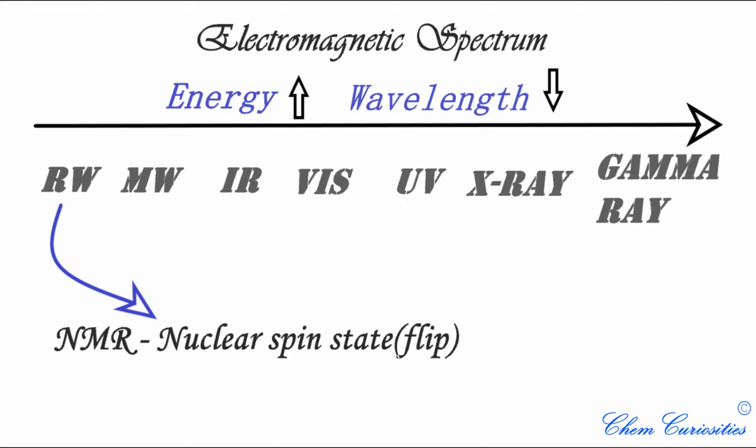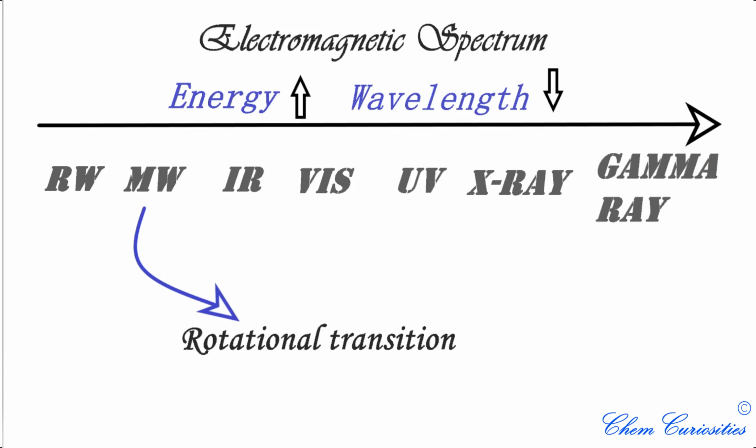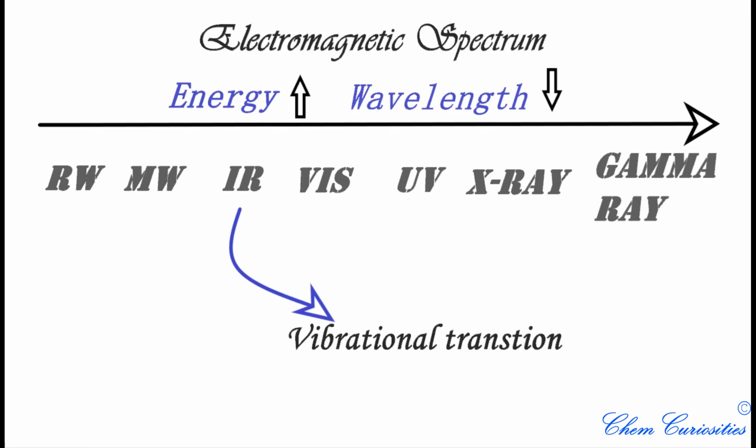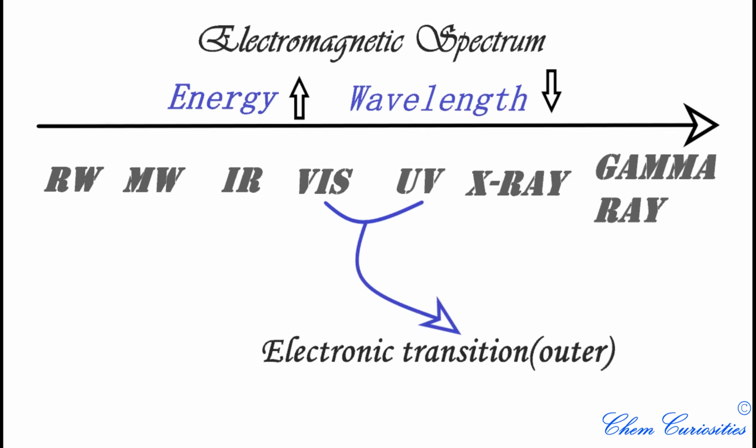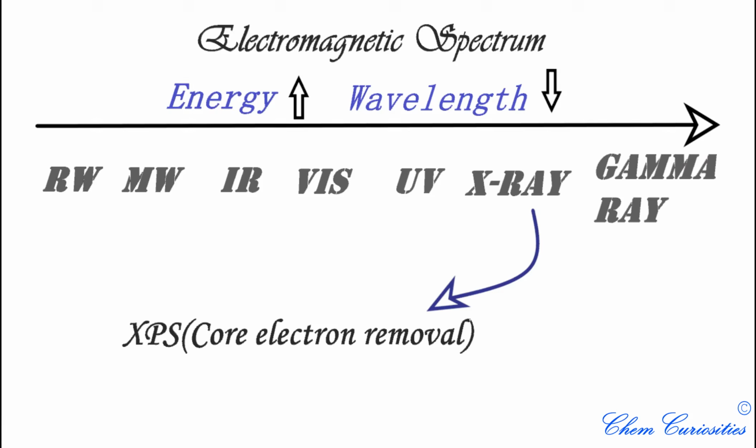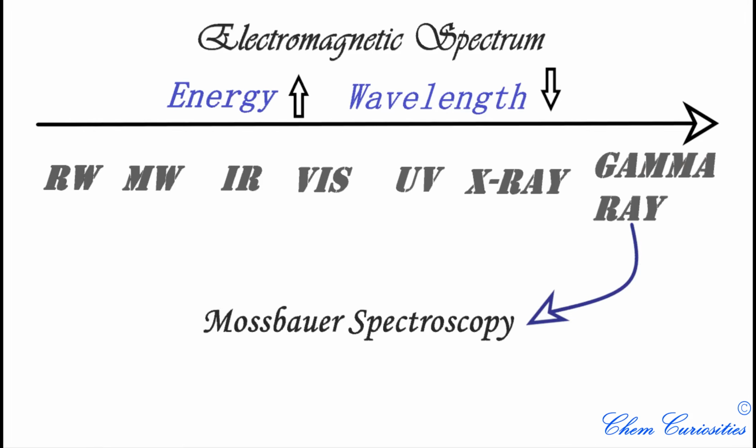A technique which uses radio waves is called NMR, which stands for nuclear magnetic resonance. A technique which uses microwaves is called the rotational spectroscopy. The technique which uses IR radiation is called the vibrational spectroscopy. A technique which uses UV and visible light is called the electronic spectroscopy. A technique which uses X-rays is called XPS, which stands for X-ray photoelectron spectroscopy. A technique which uses gamma rays is called the Mössbauer spectroscopy.